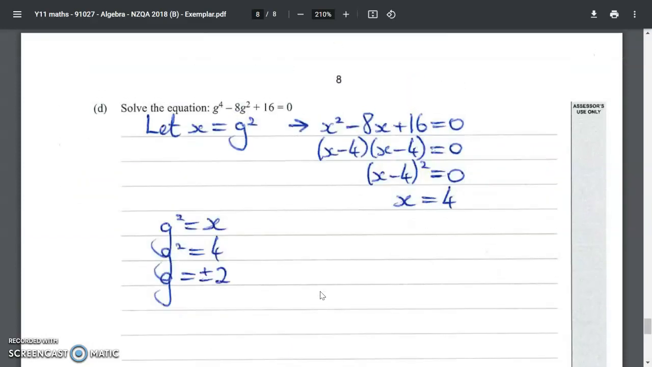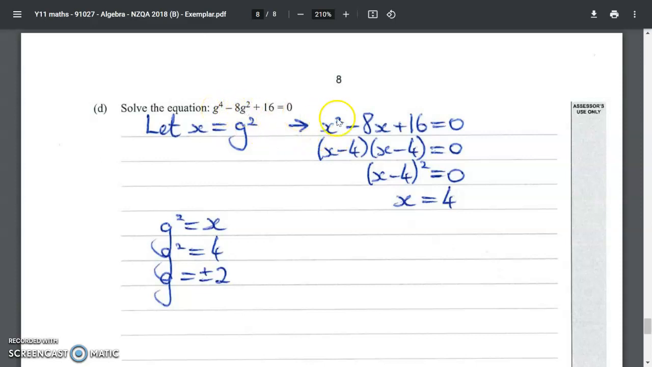The next question, we can turn this into a quadratic by making x equal to g squared. So then we can rewrite this equation in terms of x. Okay, so if x is equal to g squared, then g to the power of 4 will be the same as x squared. Right, x squared will be this g squared squared, and if we get g squared and multiply it by itself, we get g to the power of 4. So x squared is the same as g to the power of 4.